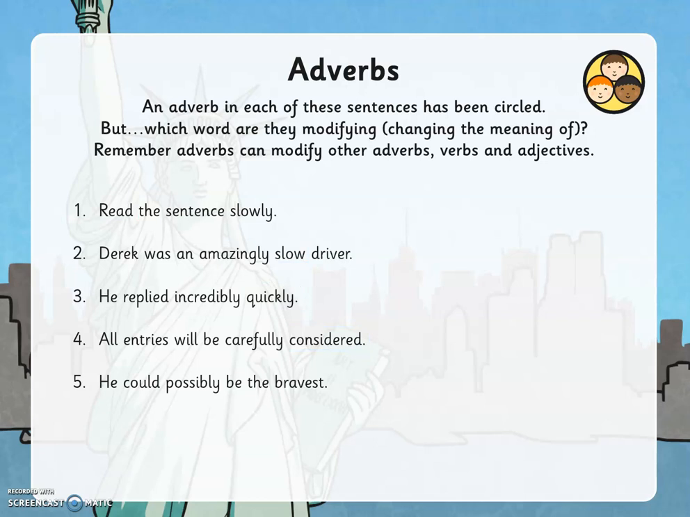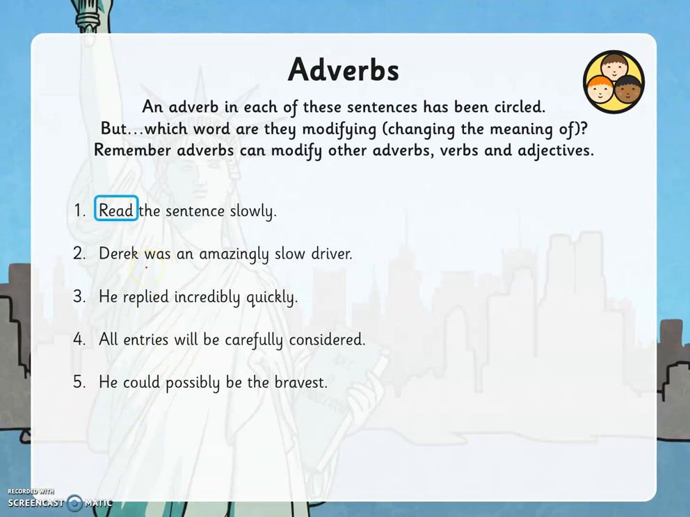Read the sentence slowly. Derek was an amazingly slow driver. He replied incredibly quickly. All entries will be carefully considered. He could possibly be the bravest. So, I want you to think about which word has changed meaning due to the presence of an adverb being there. I'm just going to put my pen on very quickly so you can see.